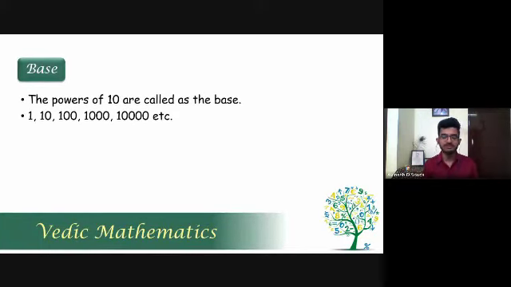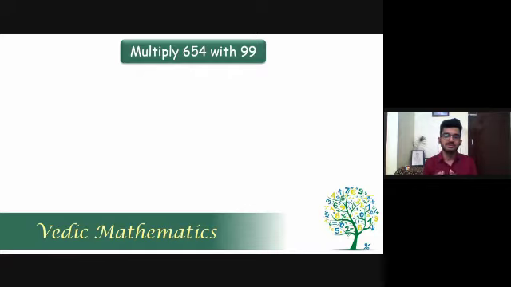Basically, in this method you're just finding a difference, not the product. Even though you have to find the product, you're making use of the subtraction method and a little bit of multiplication to find the product if you have to multiply 654 with 99. I'll tell the logic first, and then I'll go with the shortcut, how exactly you can apply that logic to find the product of these two numbers.